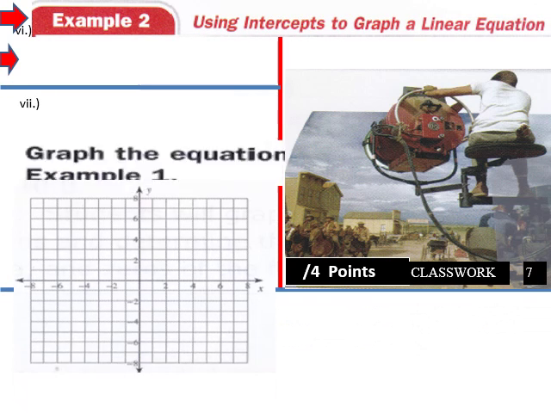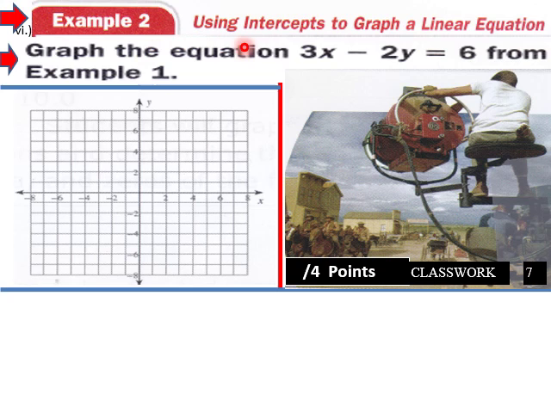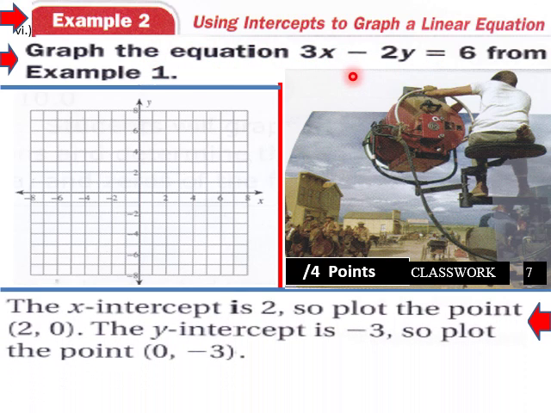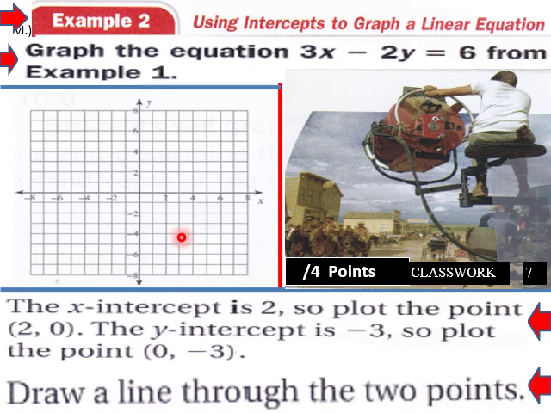Okay, example 2, using intercepts to graph an equation. Graph the equation from example 1. So did we already do that? Well, let's see. The x-intercept is 2, so plot the point 2, 0. The y-intercept is -3, so plot the point 0, -3.